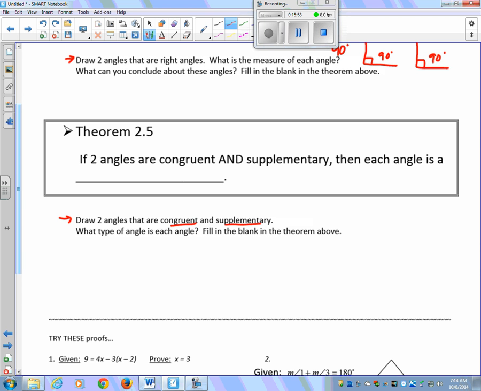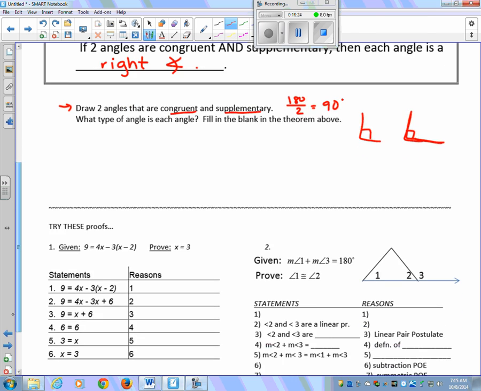So how many degrees does each have to be? Well, 180 split into two congruent pieces, each one has to be 90. So what kind of angles do we have? Oops, I didn't draw that very well. Each angle is a right angle. So that's what this theorem says. If two angles are congruent and supplementary, they must both be right angles.